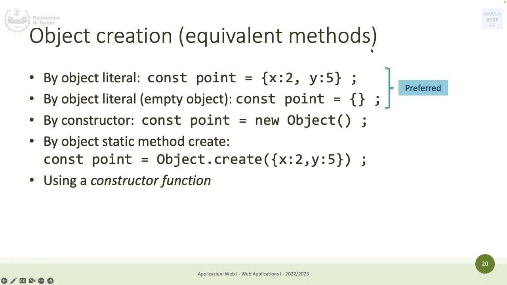Object creation. The usual way to create an object is with the curly braces, but you can also use new Object or Object.create. But again, most of the time for an object like movie, it's just curly braces, like we created, and then the key and the value, the pairs of key and value separated by a comma, like we did for the movie.